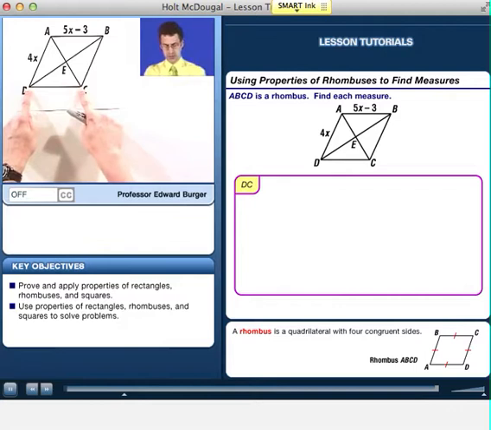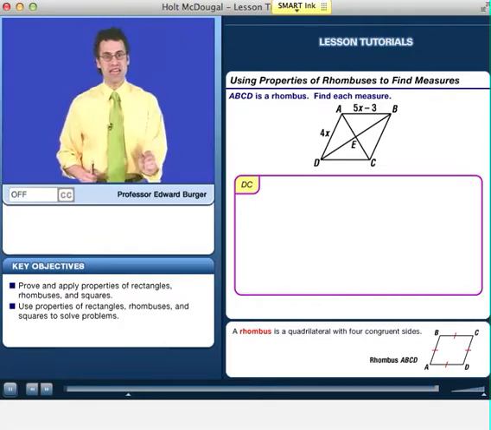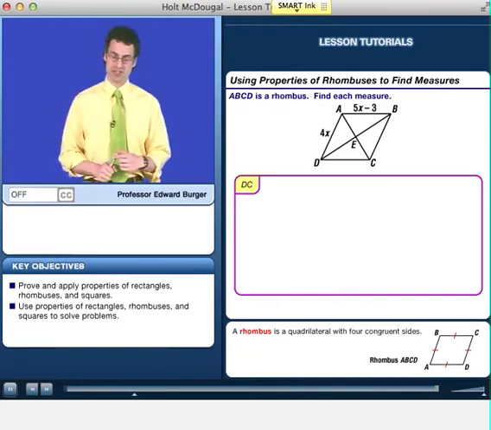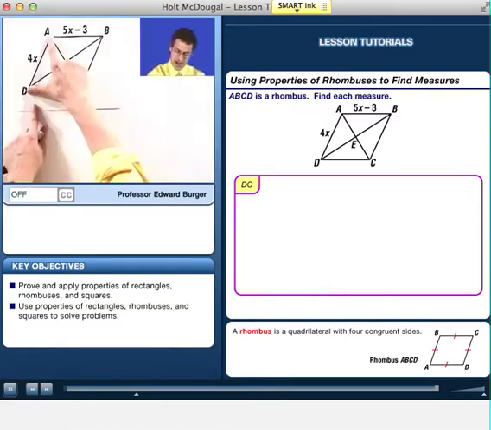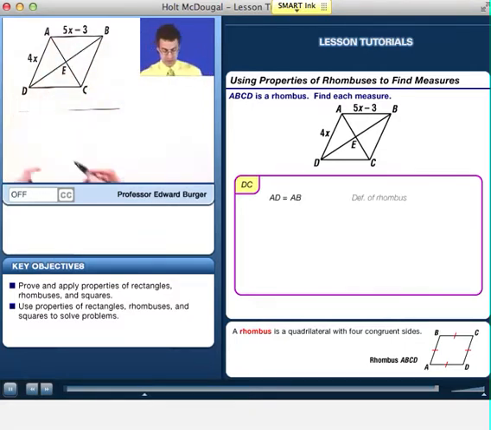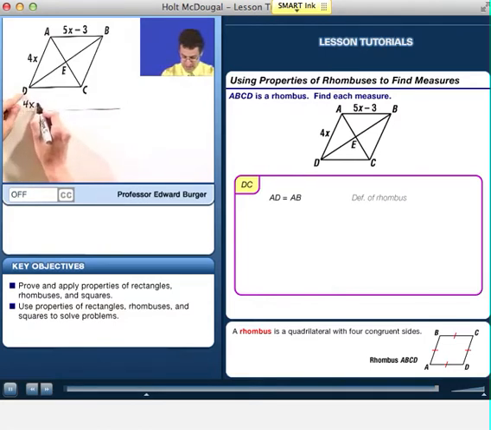Well, this seems like a tricky question because it's like, wow, we don't have any information at all. But we do. We know it's a rhombus. And so if it's a rhombus, we know that every side has the same length as any other side. In particular, this side has the same length as that side. So if this has length 4x and this has length 5x minus 3, then those two numbers have to be equal. So I have 4x equals 5x minus 3.